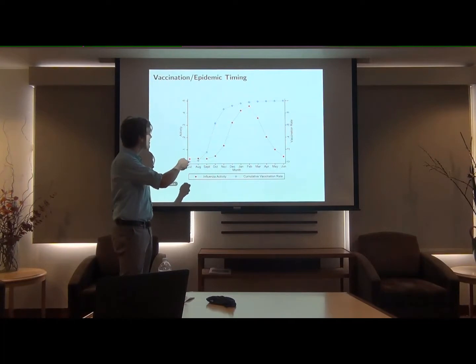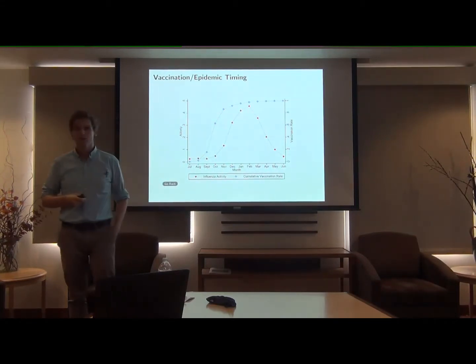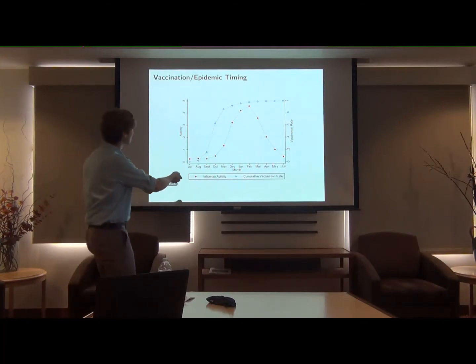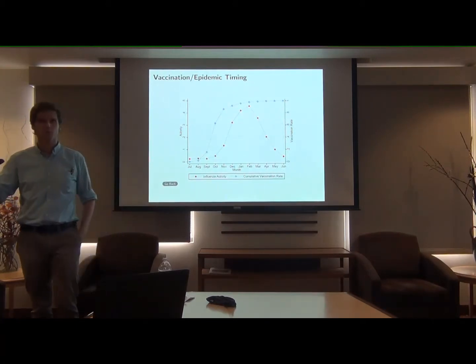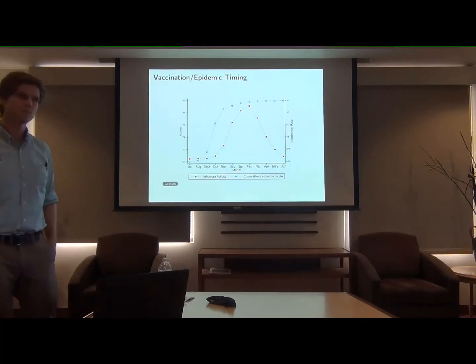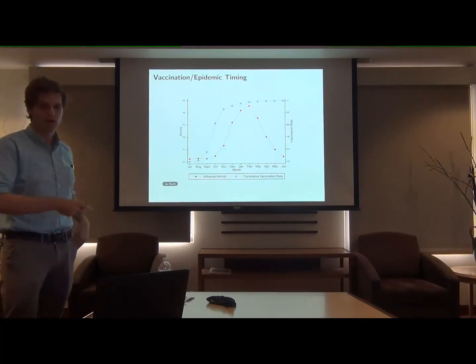Here's the cumulative vaccination rate across the season. What you can see is lots of people get vaccinated in October, or by October, and almost everybody by November. Right? So by the time influenza season is really hitting, almost everybody that's been vaccinated, or is going to be vaccinated, has already been vaccinated. So I'm not going to claim that there's no scope for people to respond in terms of vaccination behavior, but there's little scope. Okay?